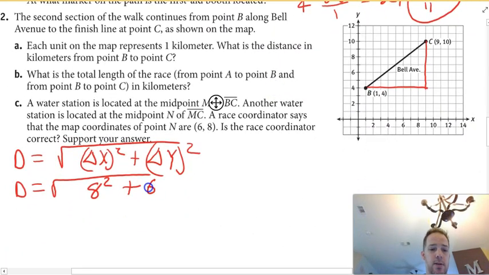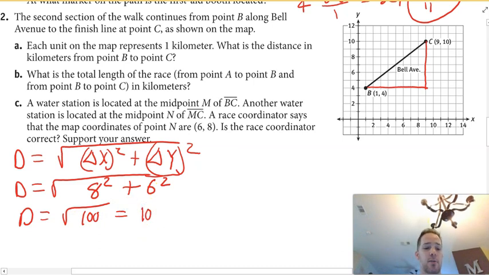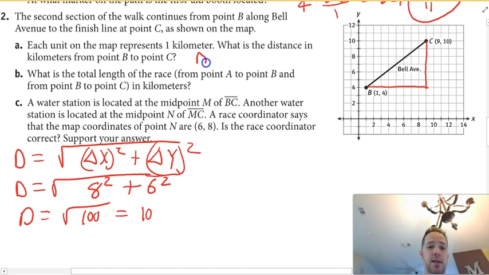So 6 squared. So my distance then is going to be 8 squared is 64, 6 squared is 36, 64 plus 36 equals 100. So the square root of 100 does equal 10. So my distance on that one would be 10 kilometers.